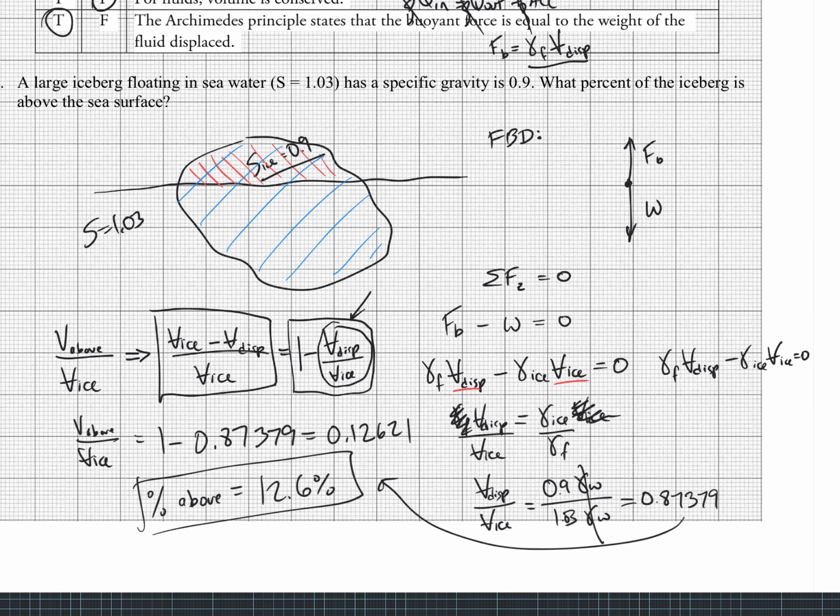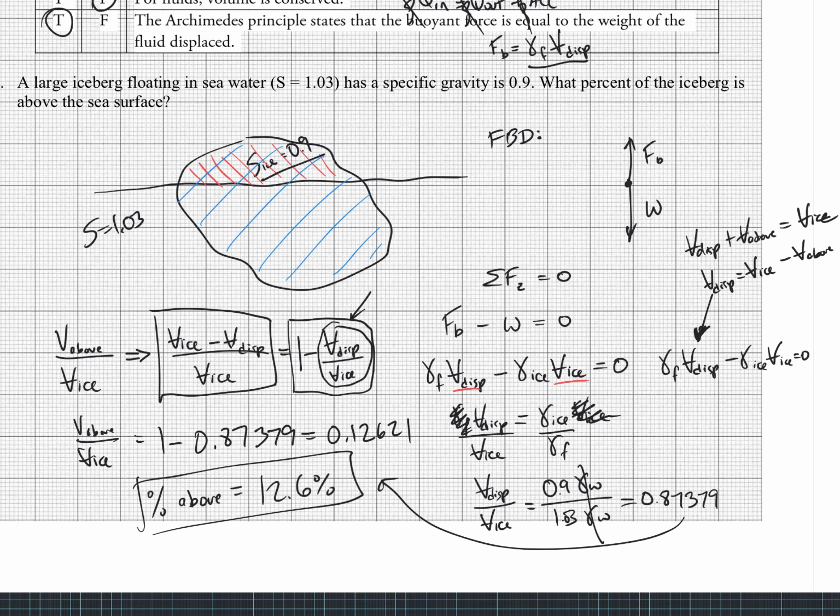The other way we could do this is to define the volume displaced. The volume displaced plus the volume above equals the volume of the ice, so that's the total. Somewhere in here I want to get at the percent, or the fraction above. So I can say the V displaced equals the total volume of ice minus the volume above.